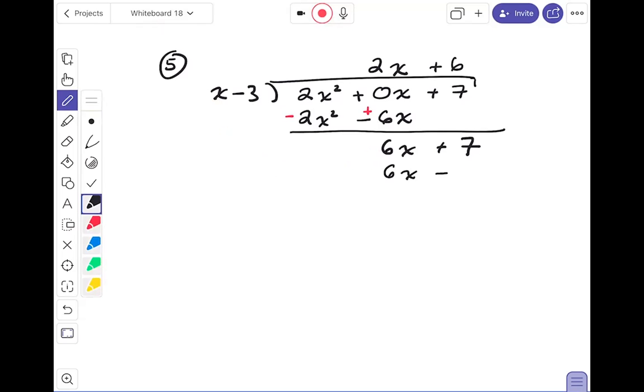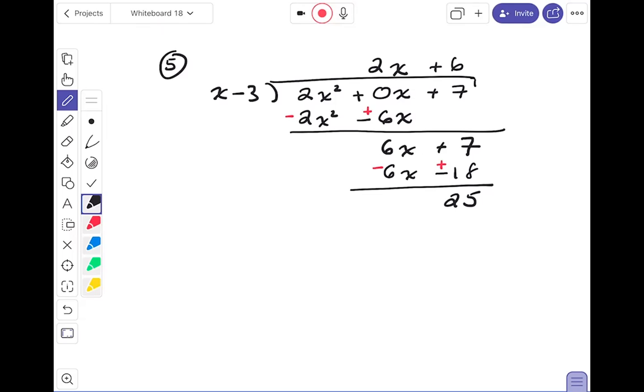6x minus 18. What's my recommendation for the students struggling with subtraction? Change the signs and combine. And what would you get there? Well, 6x minus 6x is nothing, and 7 plus 18 is 25. Okay, we have a remainder now. I want to be honest with you. The division could continue. We could divide x into 25, but we don't at the Math 100 level.